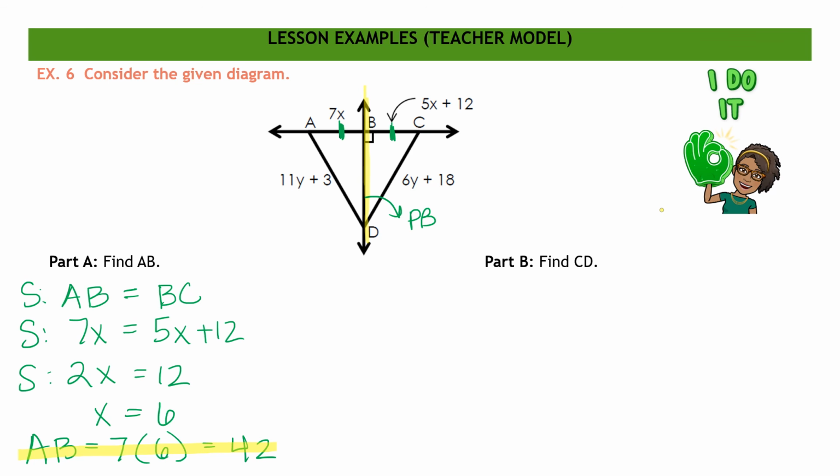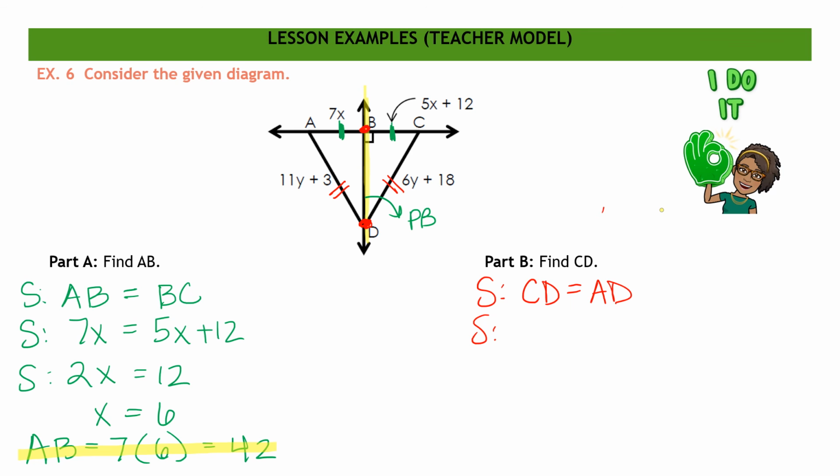All right, so let's go ahead and look at part B. Here again, we saw that B was on the perpendicular bisector for part A. And we also see that D is on the perpendicular bisector as well. So that tells me if D is on the perpendicular bisector, that means that from D to A has the same distance, or is congruent to, from D to C. So if that's true, then I can set up an equation to say that segment CD is equal to the length of segment AD. And that's in fact the segment that we're looking for, CD.